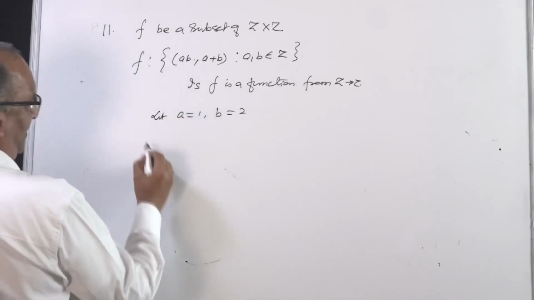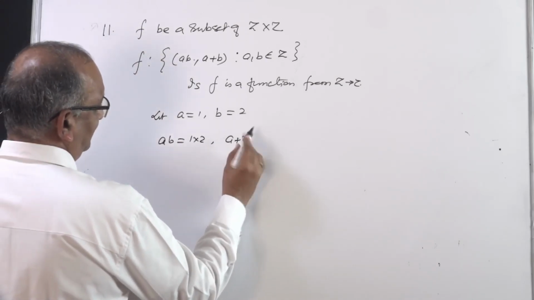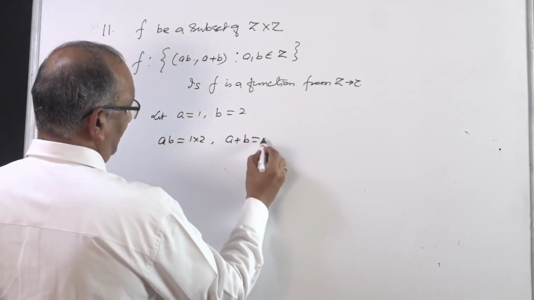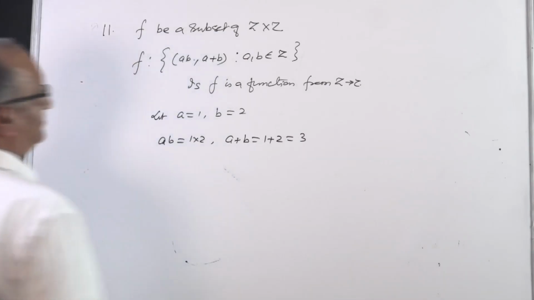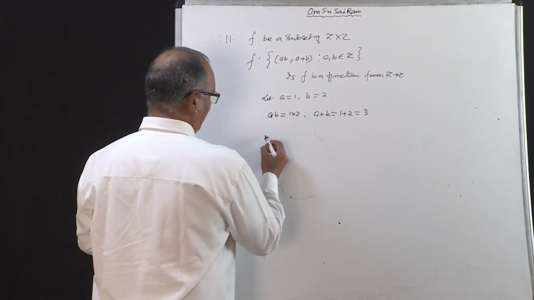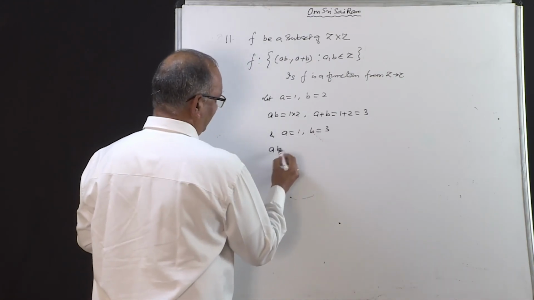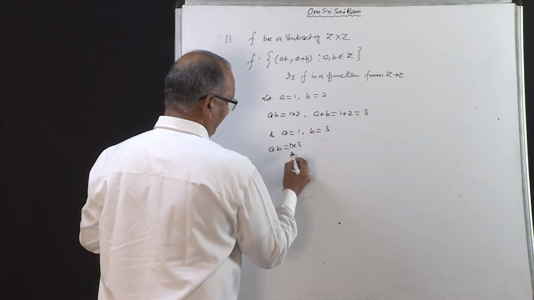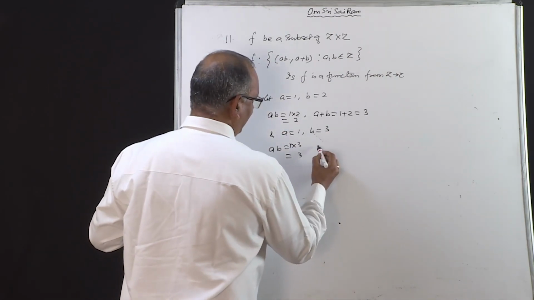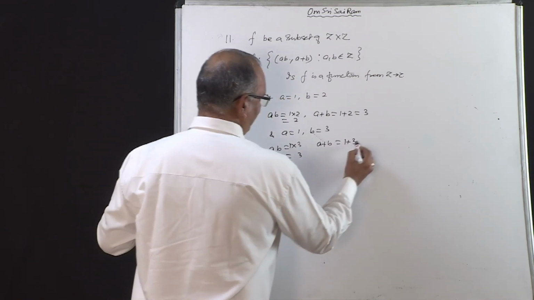So AB is what? AB is 1 into 2. And what is A plus B? It is 1 plus 2 equal to 3. Take one more. Let us say A equal to 1, B equal to 3. So what is AB? 1 into 3, which is 3, and A plus B equal to 1 plus 3 equal to 4.